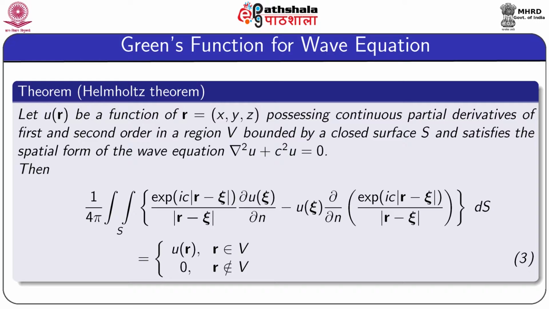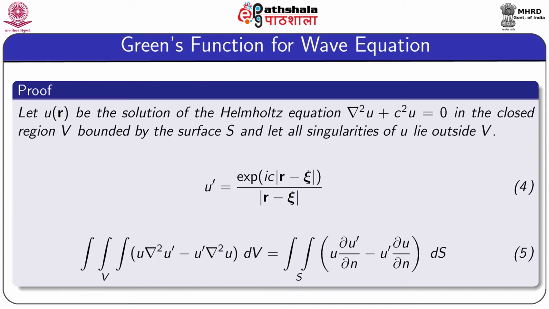First, we shall prove this theorem. Let u r be the solution of the Helmholtz equation, which is written here: Laplacian square u plus c square u equals 0. And we also assume that all singularities of u lie outside the region V, and we take the expression for u dash as e to the power i c mod r minus xi divided by mod r minus xi. Now, this is the famous Green's theorem.